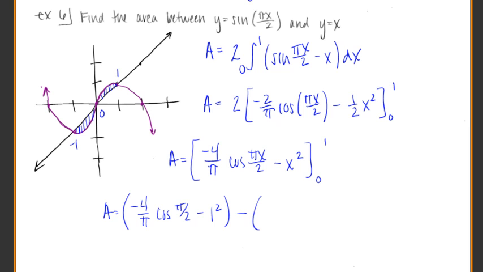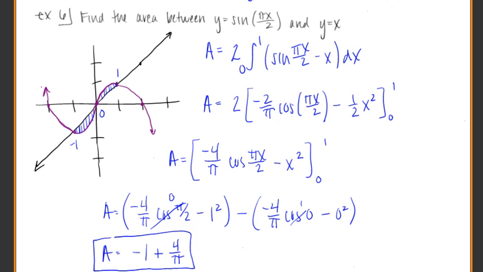And then minus the lower bound plugged in. So negative 4 over pi cosine of basically 0 minus 0 squared. Okay. So the area will be, cosine of pi over 2 is 0, so that's going to knock all of that away. So it looks like it's going to be a negative 1 plus cosine of 0 is 1, so plus 4 over pi, and then minus 0. So to wrap this up for our very, very last problem of this whole entire class, our area for this graph is just negative 1 plus 4 over pi.